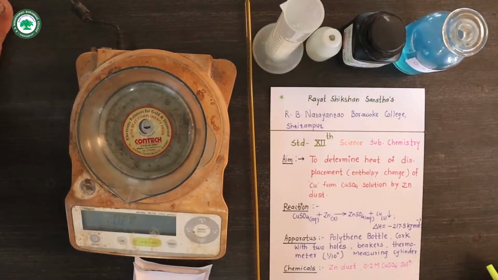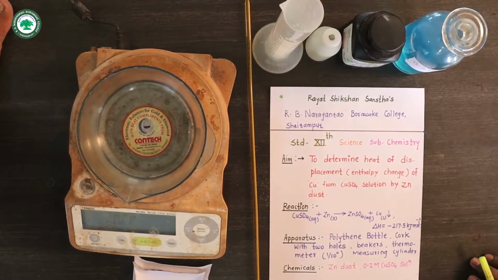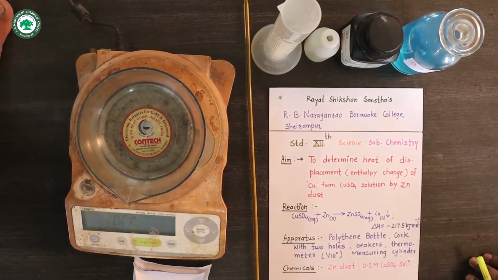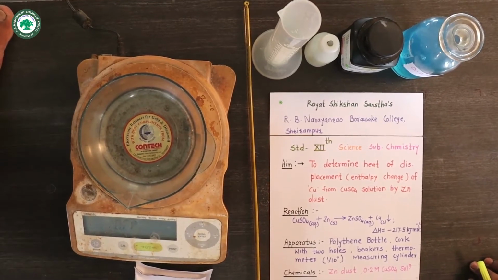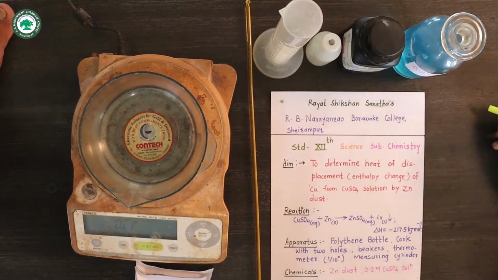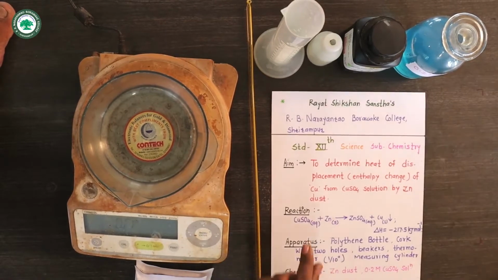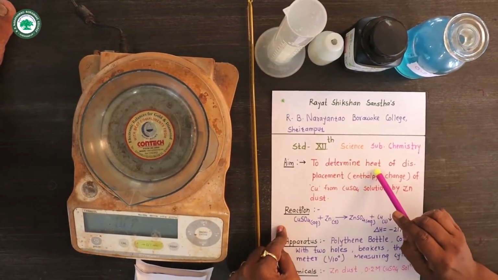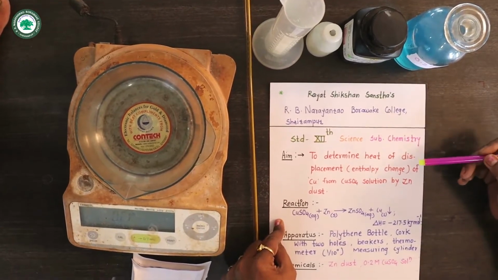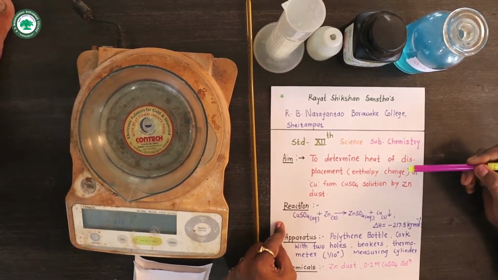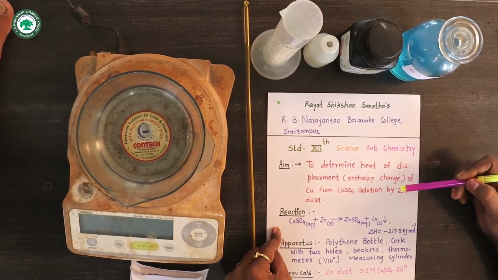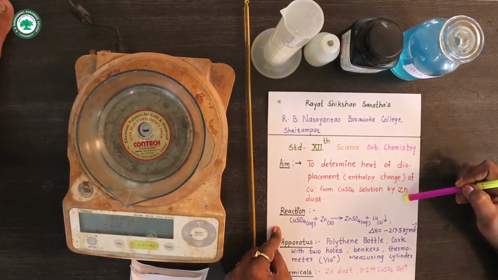Today we are going to start the practicals of 12th standard. Today we'll first start the physical chemistry experiment. Let us hear what the aim of this experiment is: to determine the heat of displacement, that is, the enthalpy change of copper by zinc dust from the copper sulfate solution.